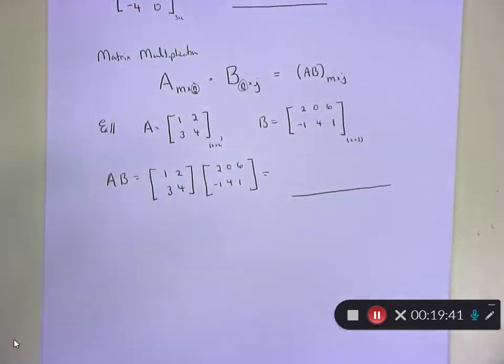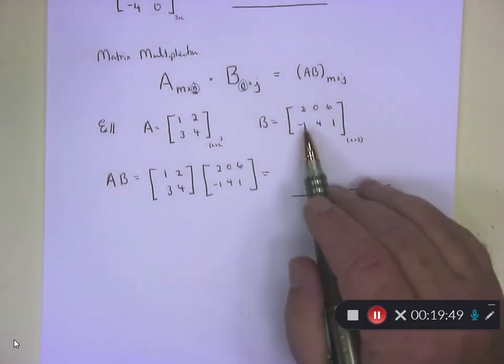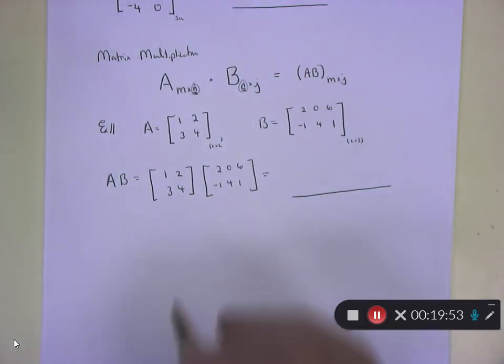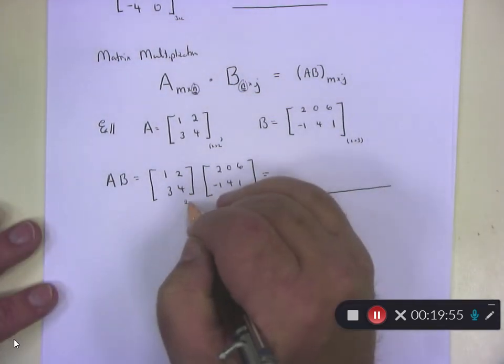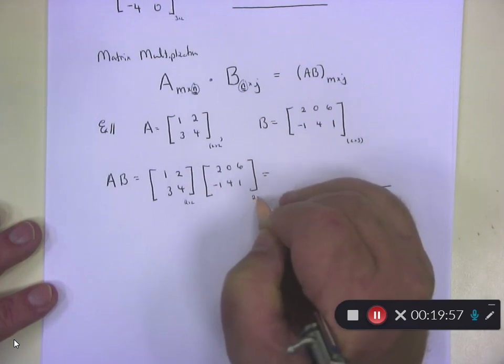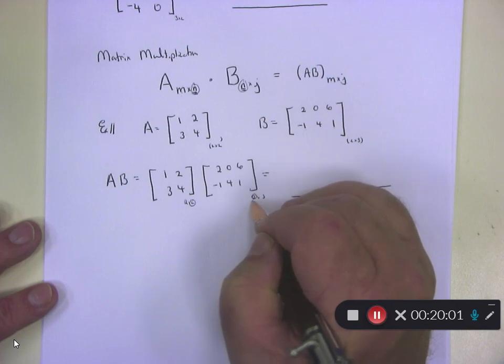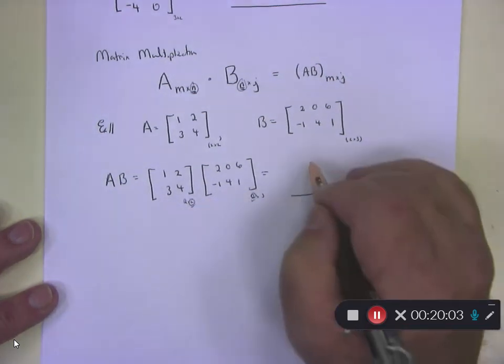So if I let A be equal to the matrix 1, 2, 3, 4, because I have no imagination, and I let B be equal to the matrix 2, 0, 6, negative 1, 4, 1, what would A times B be? Well, first off, always check my sizes. This is 2 by 2, this is 2 by 3, so this matches up and cancels. That's the most important thing. So I can multiply these matrices.